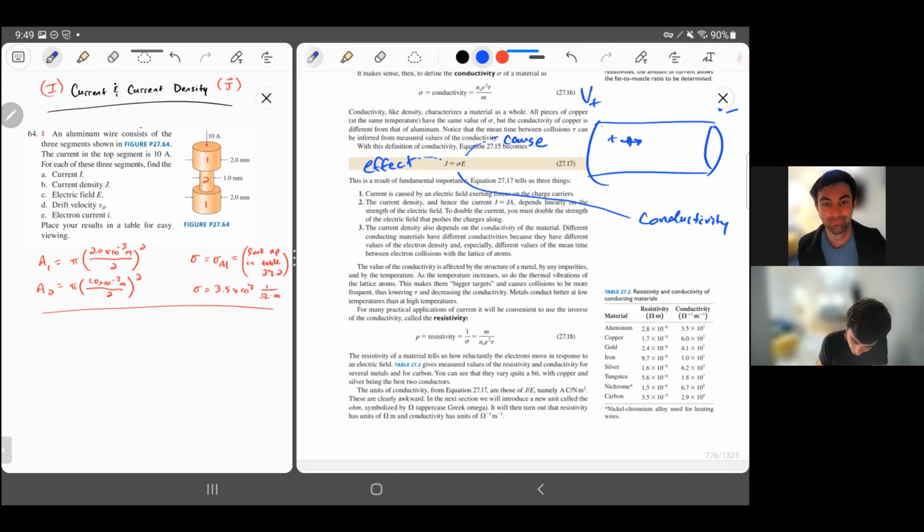There's another quantity called the resistivity, and this is just the inverse of the conductivity. When we talk about resistance, it's more closely related to this quantity, resistivity. So this is just the inverse. The better conductor something is, the lower resistivity it has. Like I was saying before, copper has a big value of conductivity, so it has a small value of resistivity.